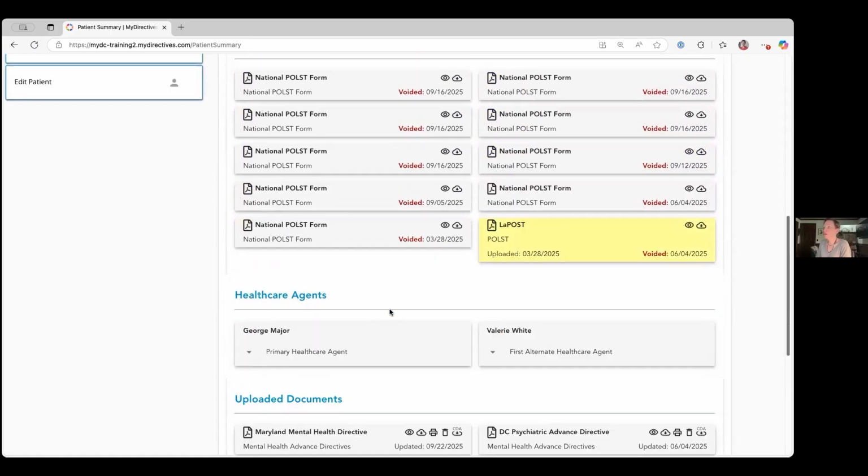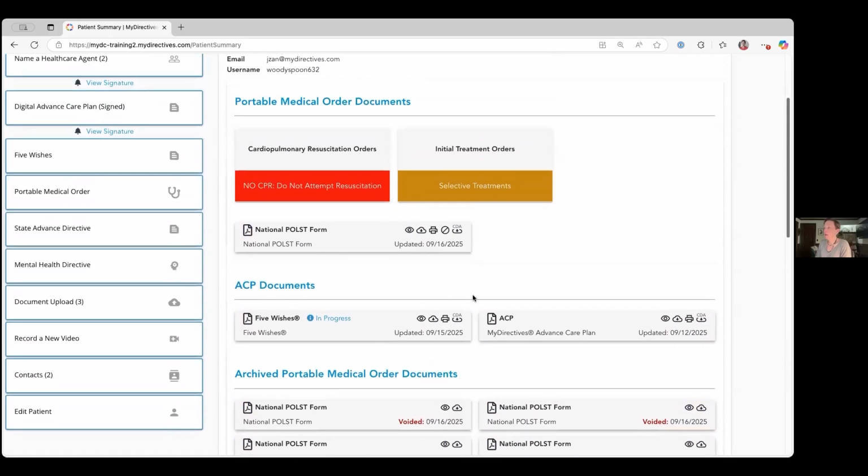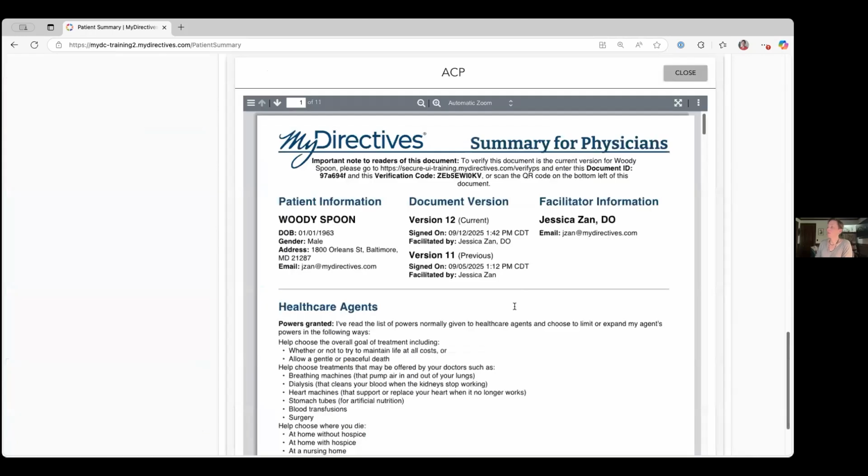Woody has also completed a MyDirectives advanced care plan. I accidentally got in and started playing with 5 Wishes with him earlier. Normally, you wouldn't see both of those at the same time. But since I have it, well, let's just do this.